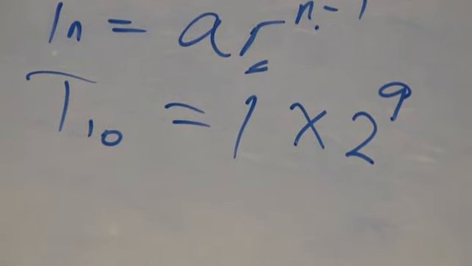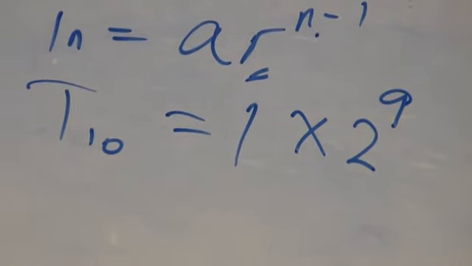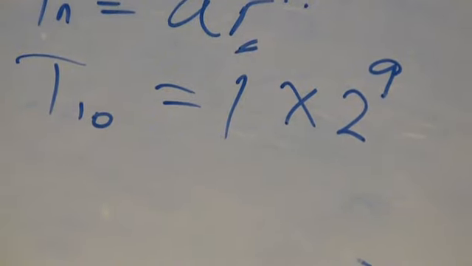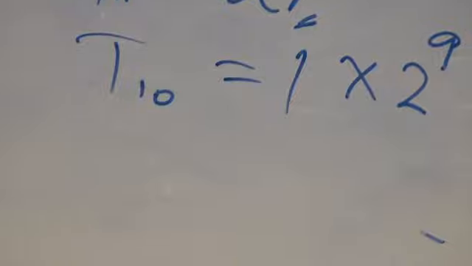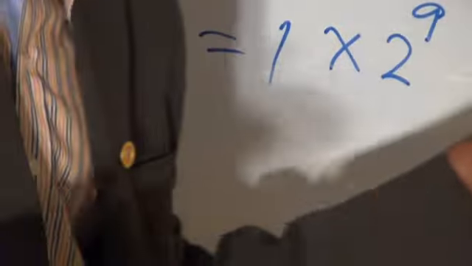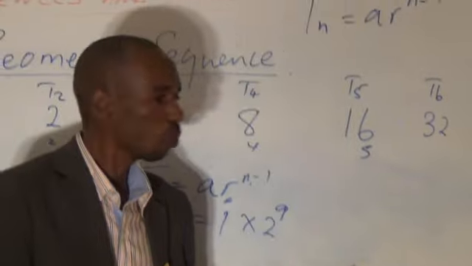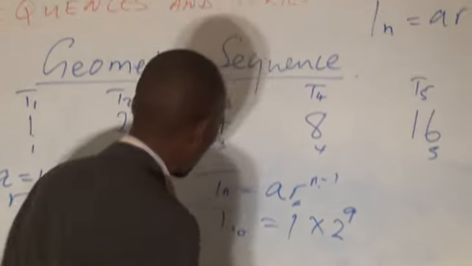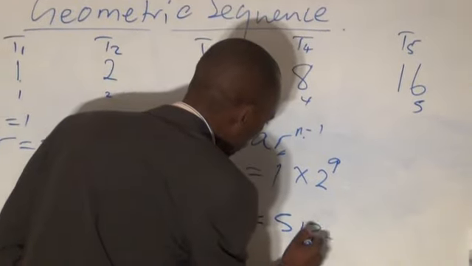It's 512. I can allow you to use your calculator. Do you have a calculator with you? Can you find for us 2 to the power 9? It should be 512. At this stage, yes, you can use a calculator. You remember what we said last time? Calculators don't think. They're computational tools. In fact, is it 512? Right, so this will be equal to 512.